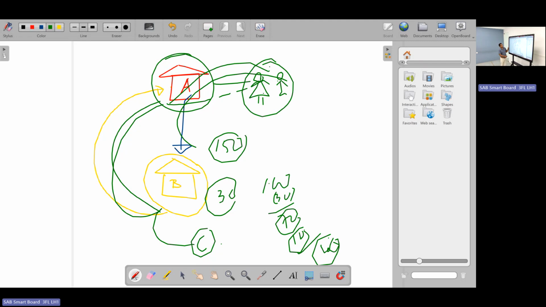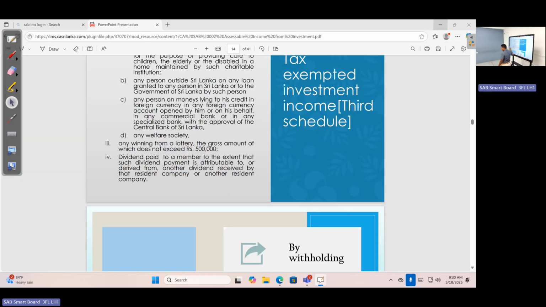So that's the concept of the exemption we discussed. Now with that understanding, shall we read again? It says dividend paid. That means company A is making the dividend payment to the shareholders, to the extent that such dividend payment is attributable to another dividend received by that company. In such a case, that dividend is taxed. Right?